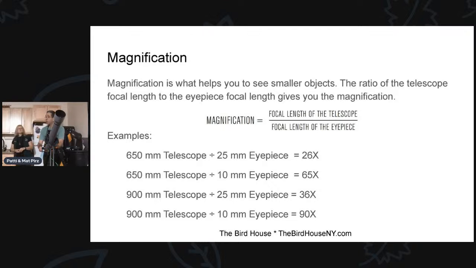Then you would switch to your smaller focal length eyepiece with higher magnification. And then it's more like looking through a narrower soda straw, so to speak. You've got the narrower field of view, but you'll see things bigger.